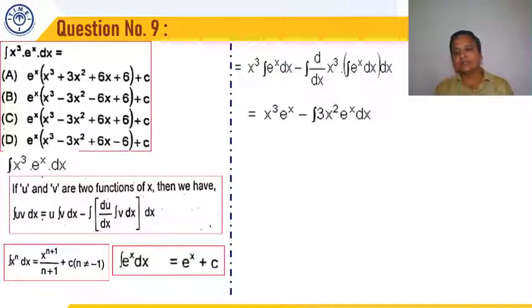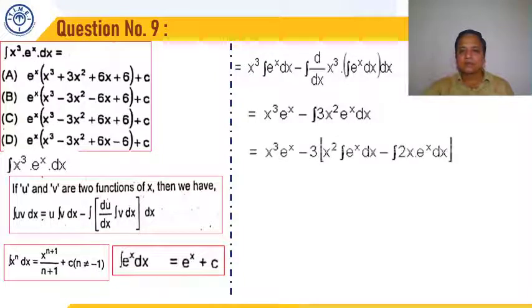We will take x square as the first function and e to the power x as the second function. So it comes out to be 3 outside, first function x square into integration of e to the power x dx, minus integral of differentiation of x square, which is 2x, multiplied by integration of e to the power x, which is again e to the power x, then dx. Now the second term also got simplified.